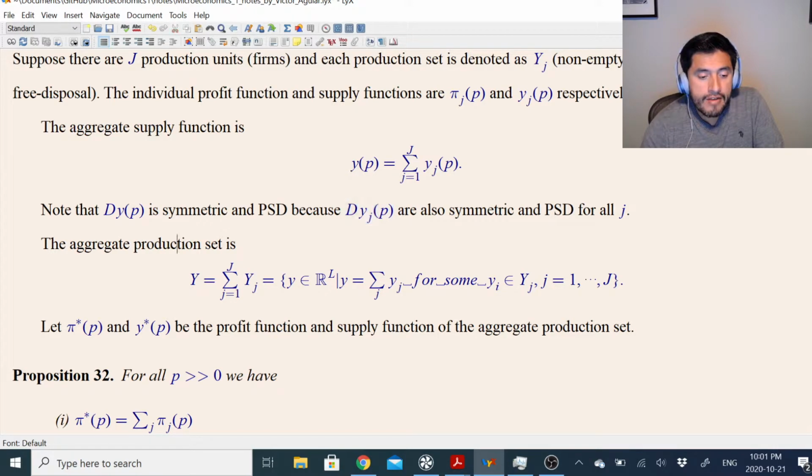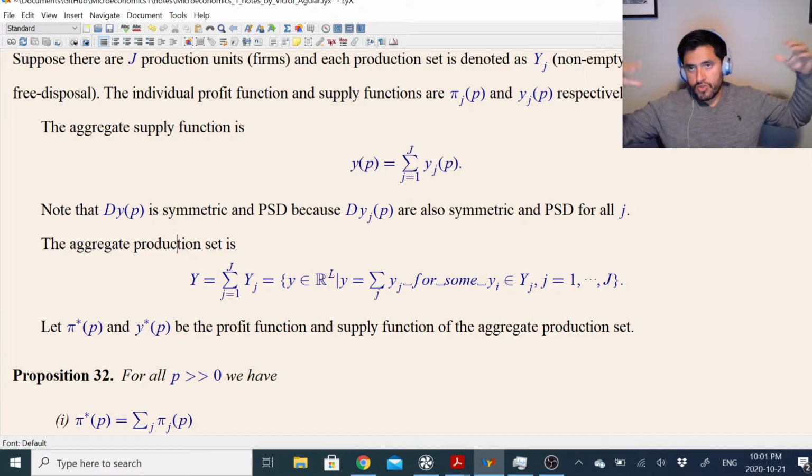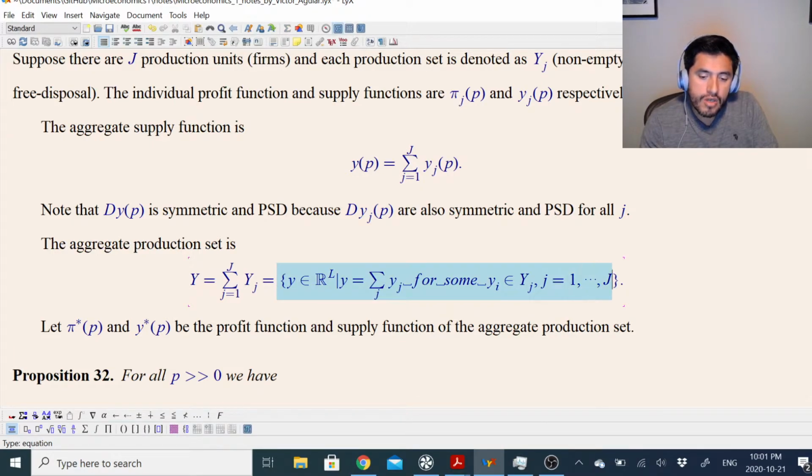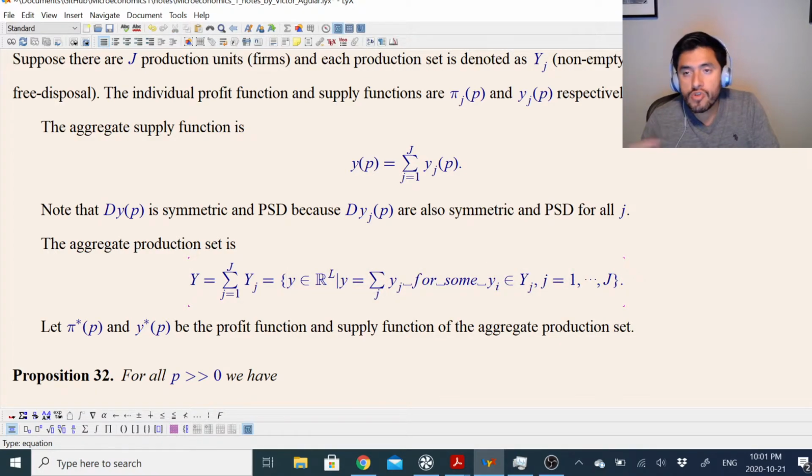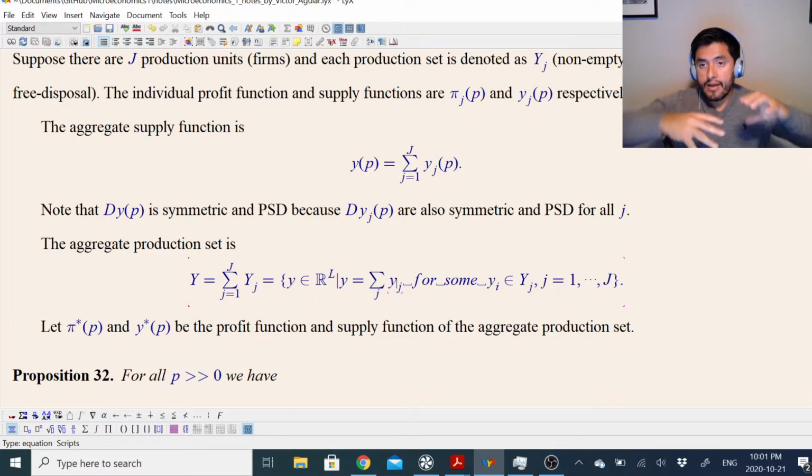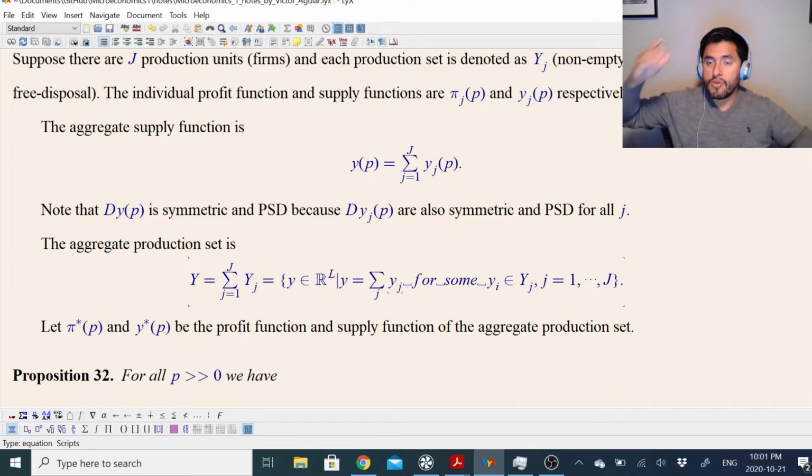So let's define now the aggregate production set, which is the basis of the centralized problem. This is a summation of sets, so it's a new thing. Notice the definition. The summation of sets is the set of production plans such that for any production plan in the aggregate production set, I can take the collection of J firms and produce their sub-production plans such that when added up, I get back my aggregate production plan, okay?